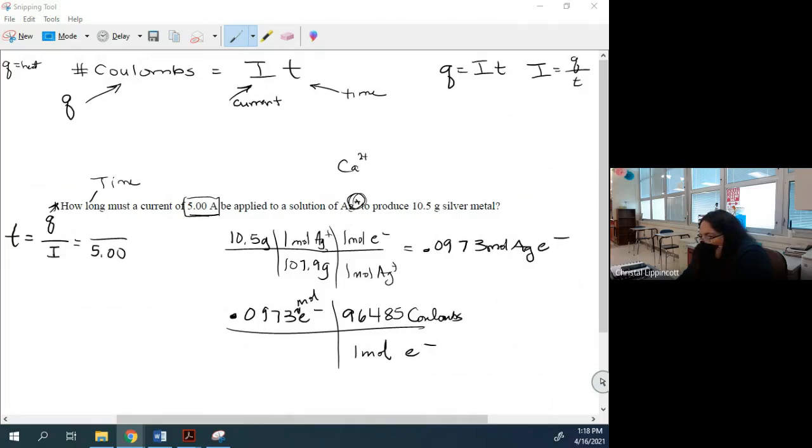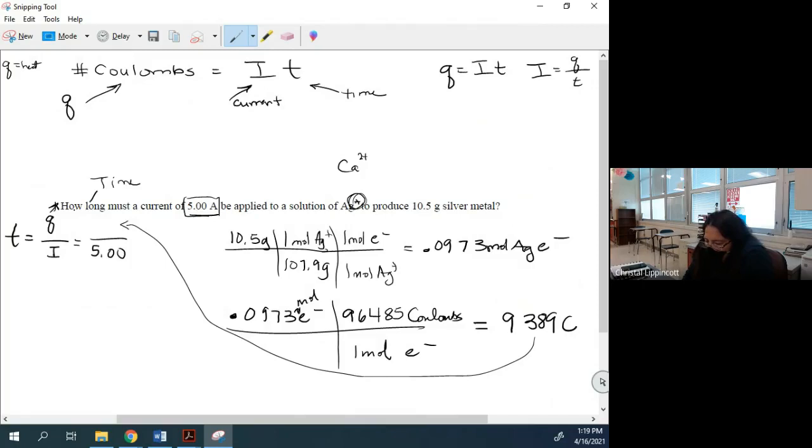All right, good. Got that all written down, ready to go? All right, so that is going to equal 9,389 coulombs. And that then, you're going to go back and we're going to insert in here because Q is coulombs. So 9,389 is going to give me my time.